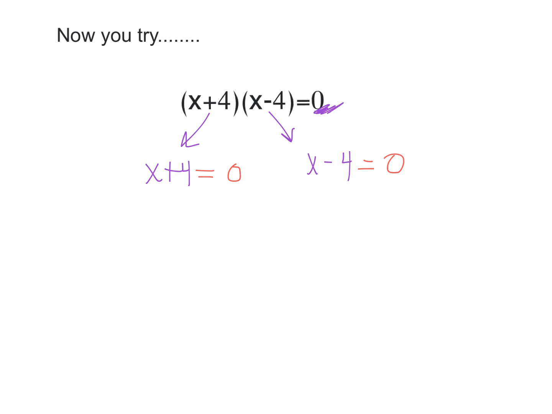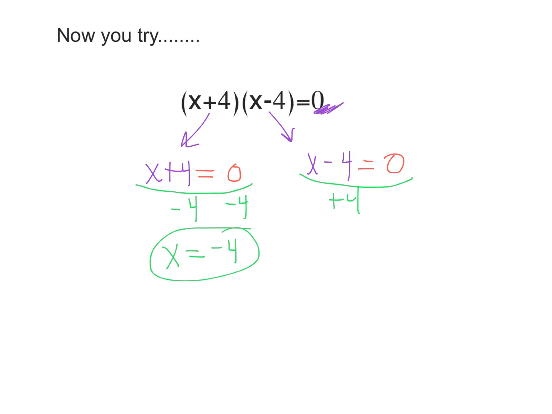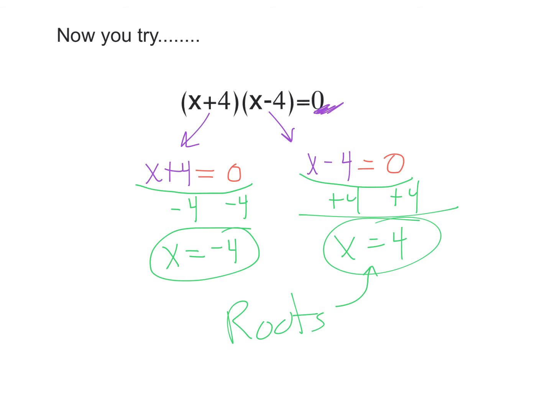Okay. So here, if x plus 4 is 0, I'm going to minus the 4 from either side. Therefore, x will equal negative 4. And here, if x minus 4 is equal to 0, if I add 4s to either side, therefore x equals positive 4. So again, the roots, or the solution to this problem, are x equals negative 4 and x equals positive 4.